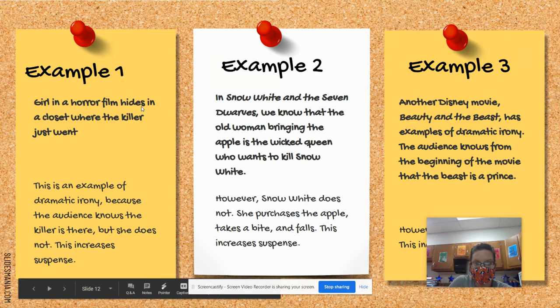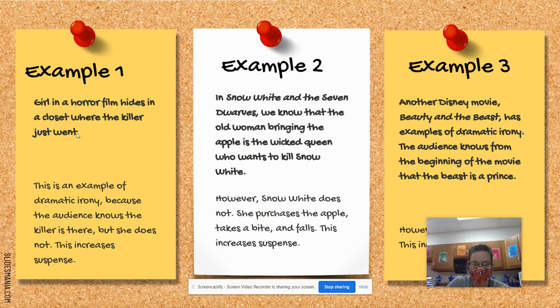A girl in a horror film hides in a closet where the killer just went. Now, we've all seen movies like this or something similar to it, and we all think, why are you going in there? Okay, we know that person's in there. The bad guy's in there. That's an example of dramatic irony because we, the audience, know the killer or bad guy is in there, but she, the character, does not. And this increases the suspense of the movie.